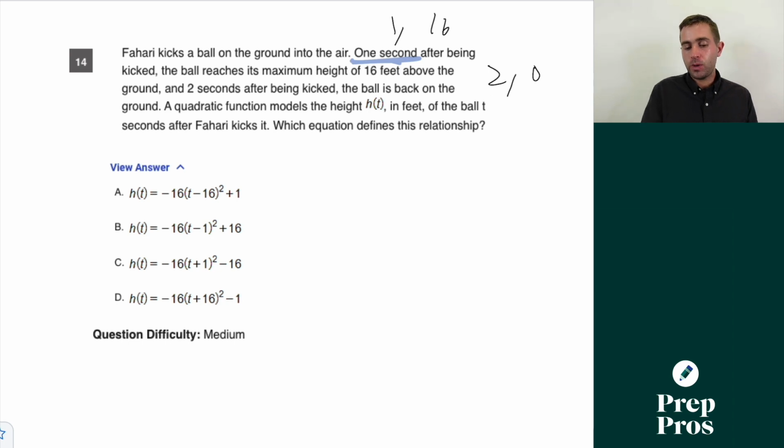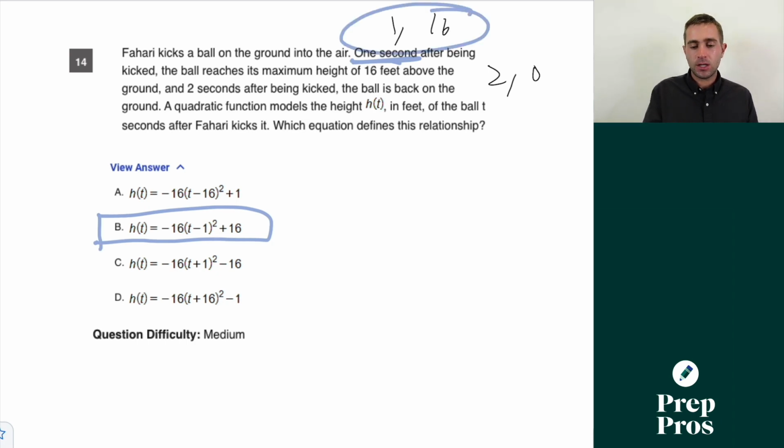Well, there's 2 ways we could approach this question. One is, if we know our vertex form of a parabola, we can right off the bat tell that B is our correct answer. But anytime you're feeling stuck on questions like this, you can always start by simply plugging in values as we go through. So if I plugged the point 1 in for t, my output needs to be 16. And well, 1 minus 1 equals 0, 0 squared equals 0, negative 16 times 0 equals 0, but we're adding that 16, so we get that 16 equals 16.